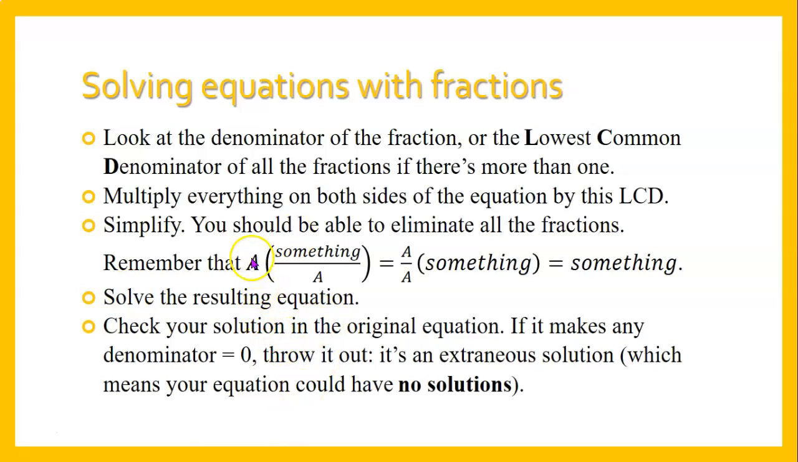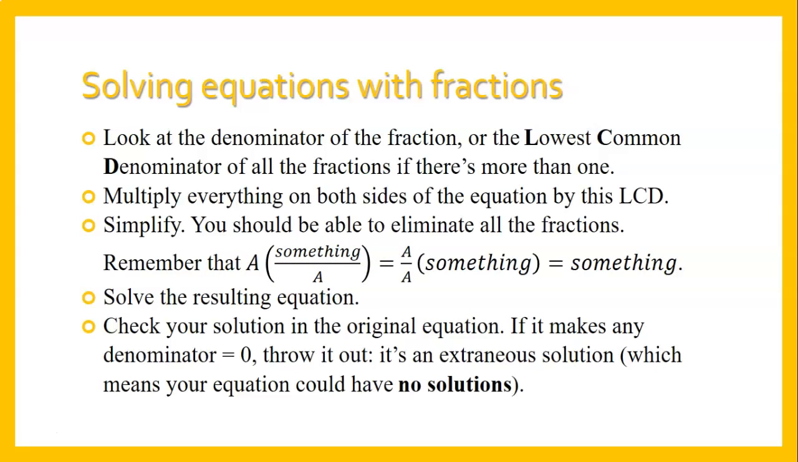Because remember, when you multiply a number times something over that number, any number divided by itself is just 1. So any number times something divided by that number is just the something. So that allows you to eliminate the denominators. Then you can solve the resulting equation.